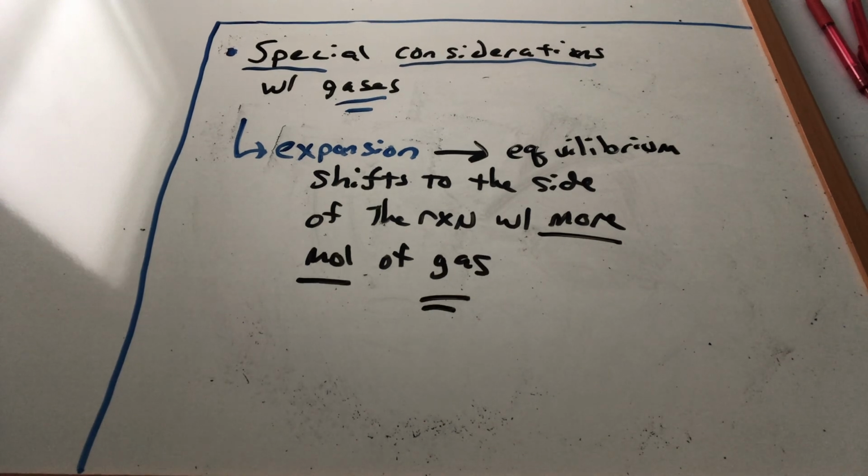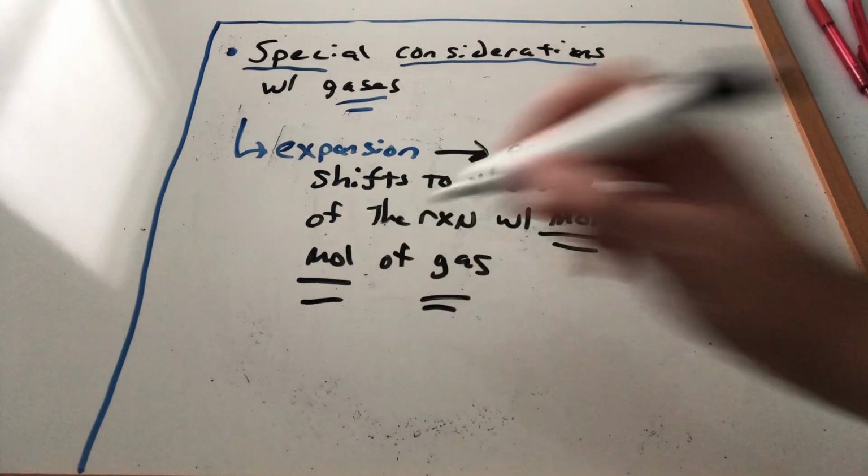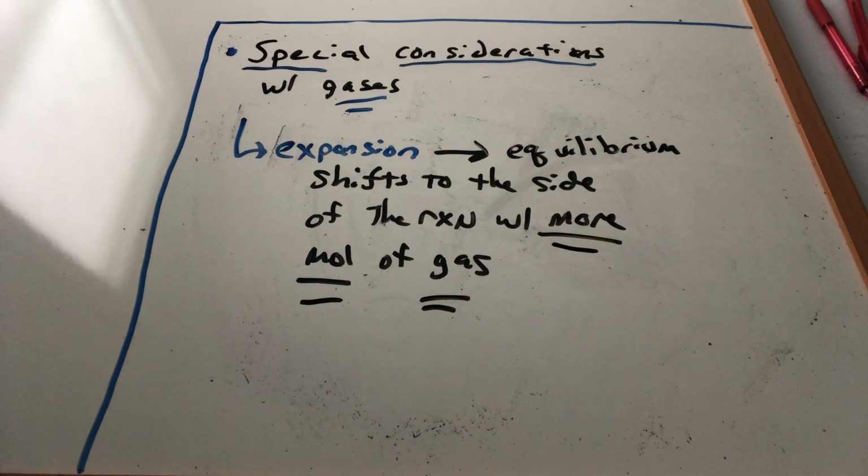So again, we have a certain situation. There's a certain amount of moles of particles per that volume. As you make the volume bigger, the reaction is going to want to make more gas particles. So it finds which side has bigger stoichiometric coefficients, and it shifts that way.